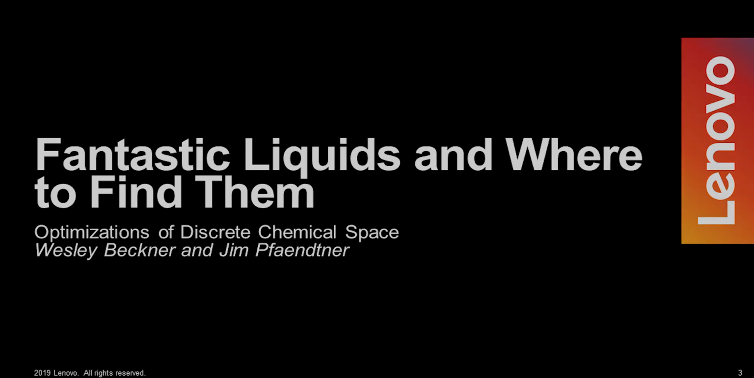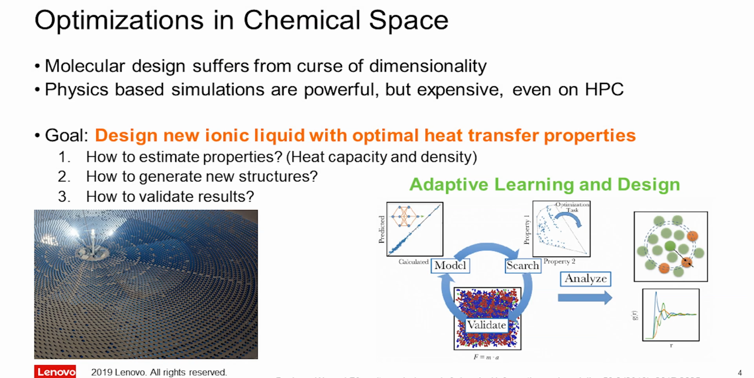Okay, so the goal of this project is to design a new ionic liquid with optimal heat transfer properties. Why we would want this is for things like thermal solar concentrators, where we want to take the thermal energy from the sun and move it somewhere else.